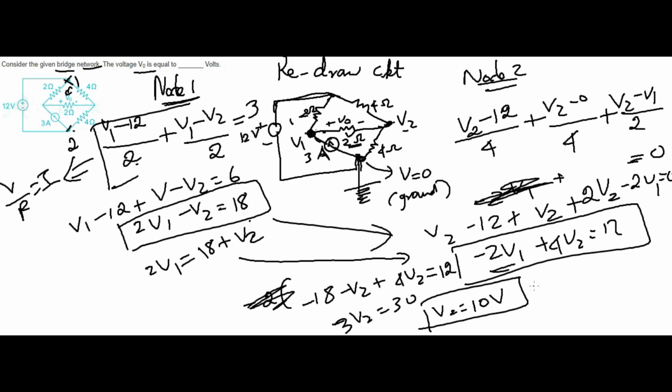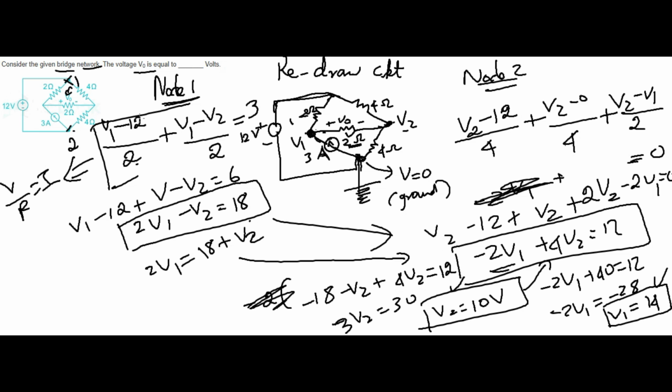Okay, very good. So V2 is 10 volt, which means you can apply here: minus 2V1 plus 40 is equal to 12, which means minus 2V1 is equal to 12 minus 40, which is minus 28. So V1 is equal to 14. So V1 is 14 and V2 is equal to 10.